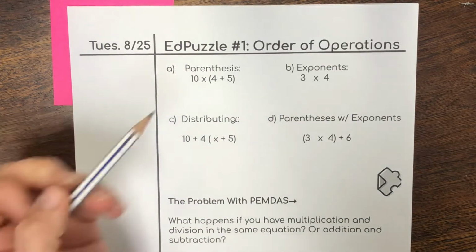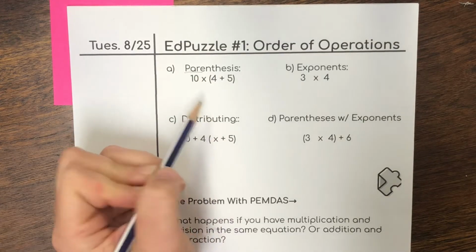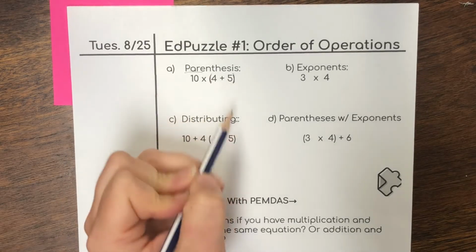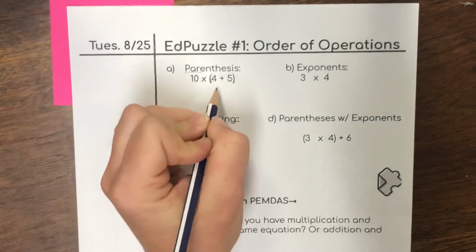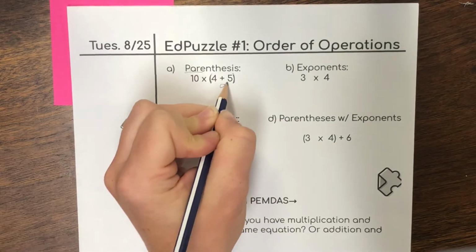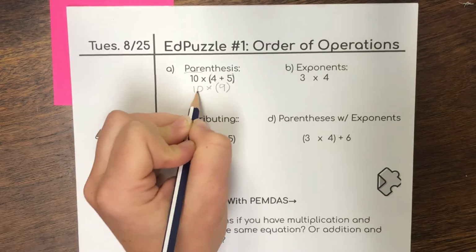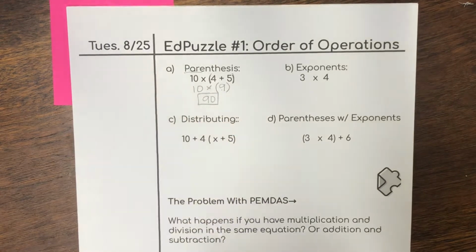Let's look at parentheses. In this equation, we need to take care of the parentheses first, just like our order of operations tells us. So we do what's inside the parentheses first. We're gonna simplify this group. So 4 plus 5 gives us 9. 10 times 9 would give us 90. I think that's the same example we used on the front page.